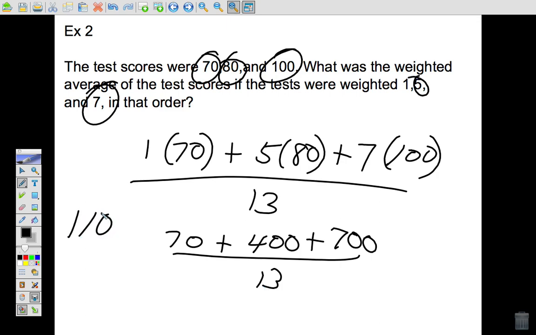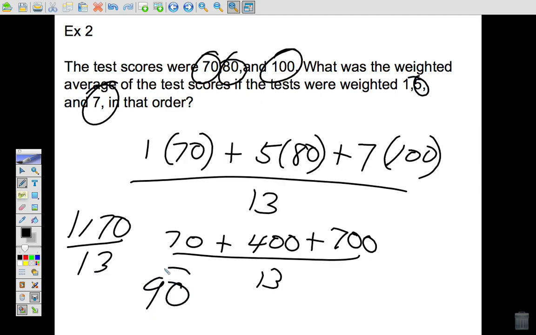so 70, and divide that by 13. Okay, so I have 1,170 divided by 13, and I get 90.